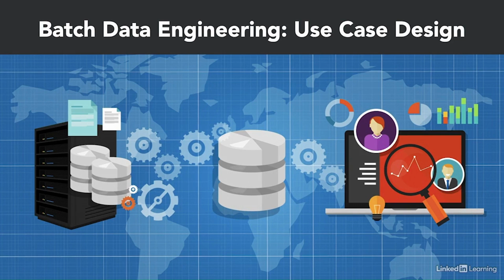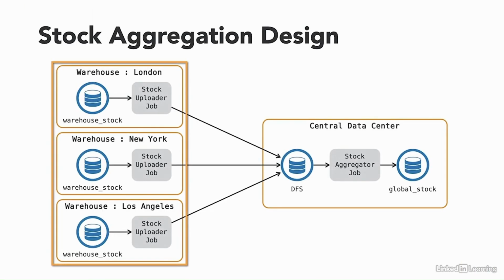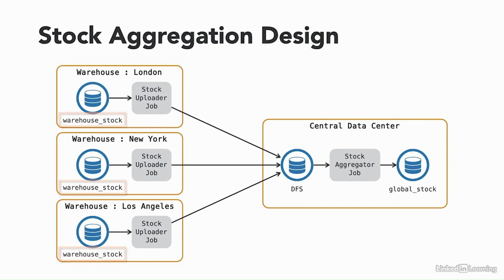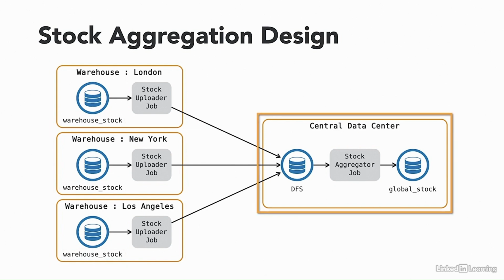How does the batch data engineering use case design look like? Let's consider three warehouse locations, namely London, New York, and Los Angeles. Each location has a MariaDB database called warehouse stock. There is also a central data center to which the data needs to be uploaded.